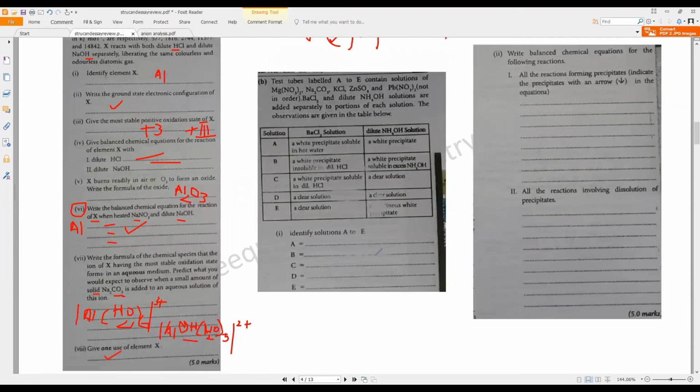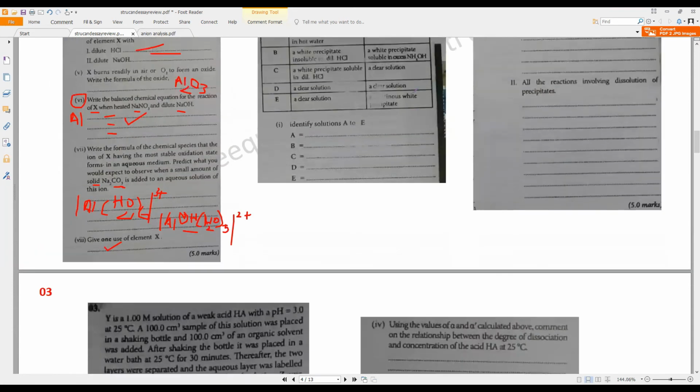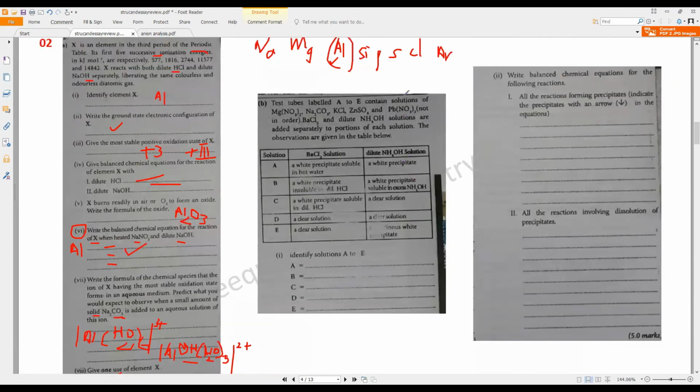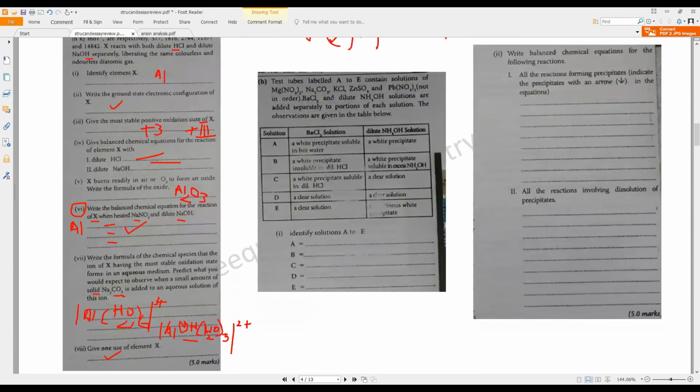Then we will move on to the test tube questions. So you have labeled test tubes A, B, C, D, E, and you are given some compounds that you need to identify: magnesium nitrate, sodium carbonate, KCl, zinc sulfate, and lead nitrate, which are the solutions that you need to identify. Okay, so we will discuss part by part.